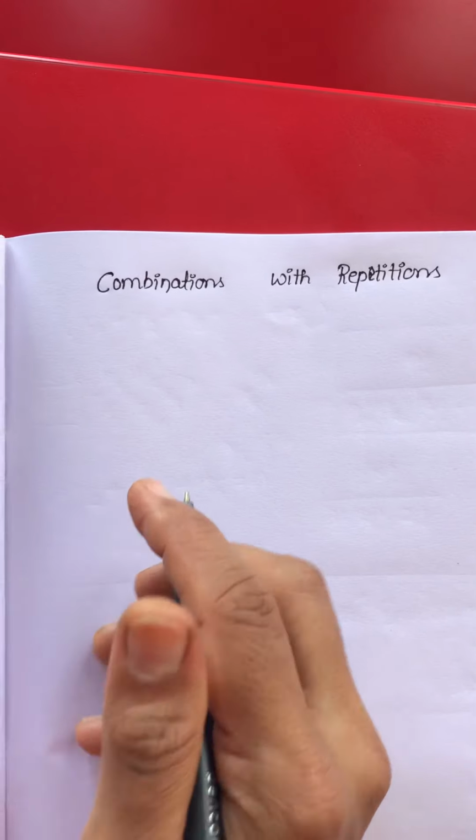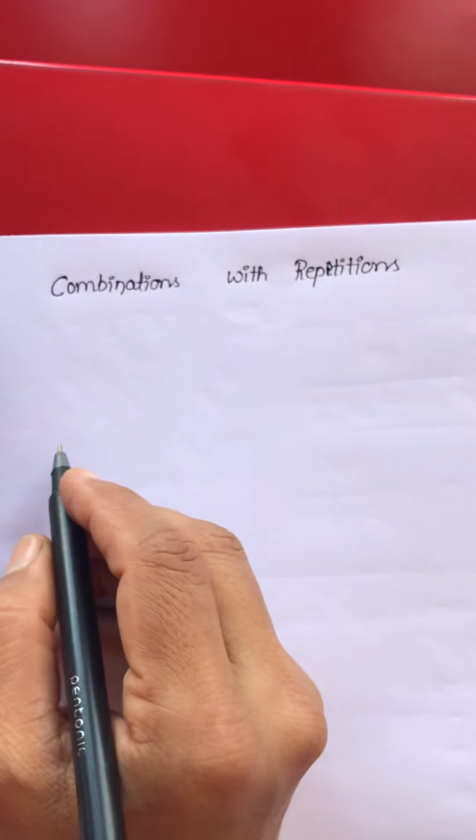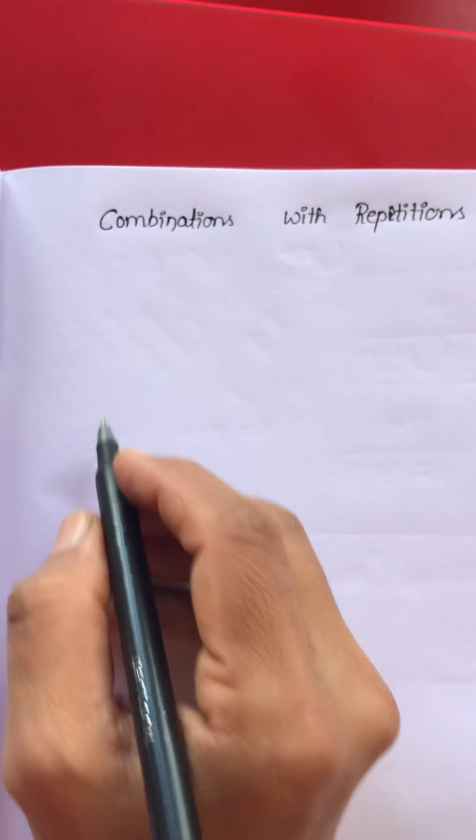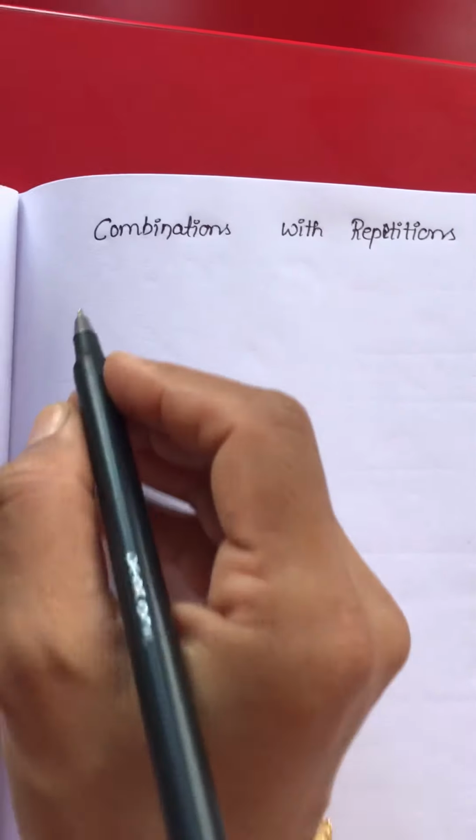Hi guys, now we will see the next topic, combinations with repetitions. Let me explain this topic with an example, and we will also see how this combination with repetitions is different from the combination which we studied with permutation and combination. Okay, we'll see that.